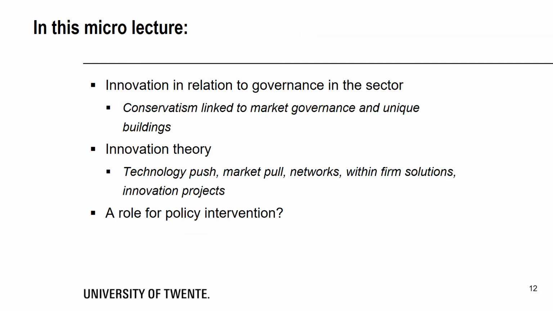Okay, it's time to wrap things up. We discussed in this micro lecture the innovation in the construction sector and the lack of innovation. So it's a conservative sector, and that is linked to the dominance of market governance and the uniqueness of the buildings that are being built. We also discussed innovation theory, five forms of it: technology push, market pull, the relevance of networks, within-firm solutions, and innovation projects. And these different innovation theories can help in defining the role for policy interventions. So policy interventions can be linked to the different innovation theories, and of course the policy solutions that are found will depend on the innovation theory that you think is most relevant in terms of explaining the innovation in the sector.